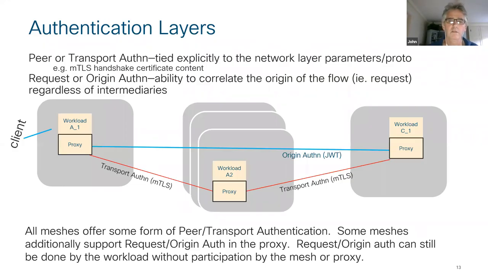So let's talk a little bit about the authentication layers. This is an example of the two layers that I talked about before, where we have a proxy, workload A communicating to workload C. It has to go through a bunch of intermediaries. Maybe this middle piece here is just ingresses and egresses, perhaps. But it's going to go through some intermediaries to get from the original sender to the ultimate server or receiver.